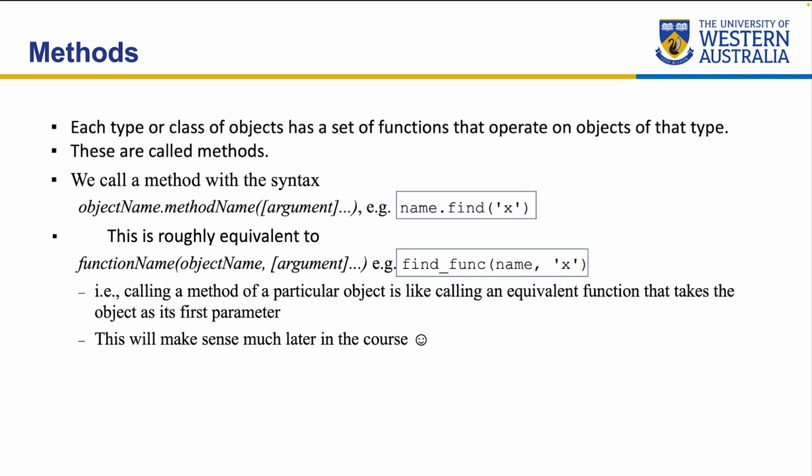So what are methods? Well, each type or class of objects has a set of functions that operate on an object of that type. We will cover objects later on, but just think of it as whatever we create in Python being a subclass of objects.